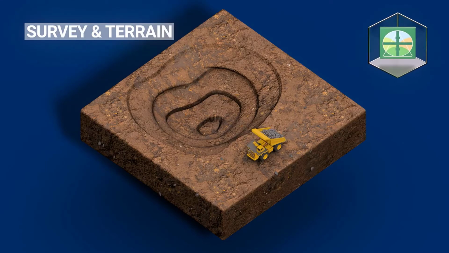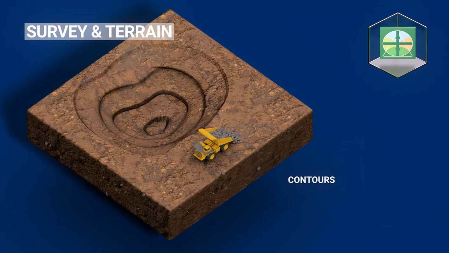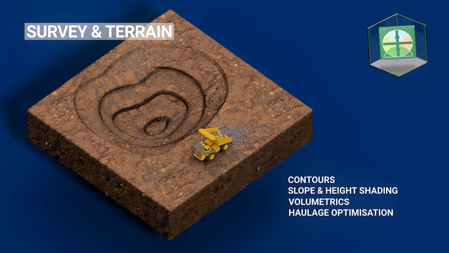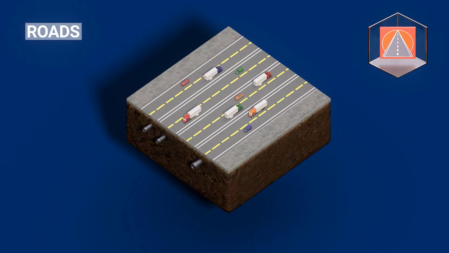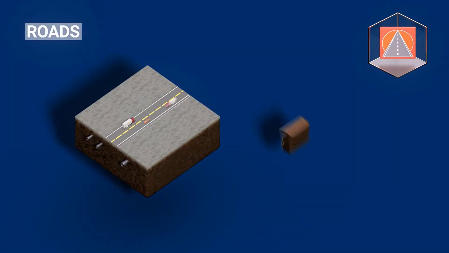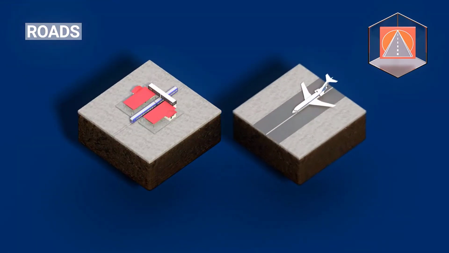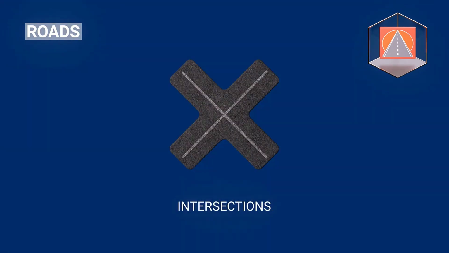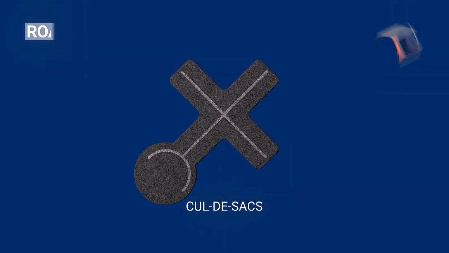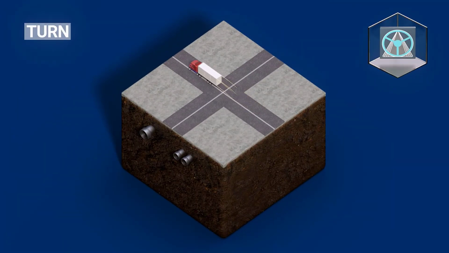Model bulk earthworks, including dam design, with contours, slope and height shading, volumetrics and haulage optimization. Design and rehabilitate multiple lane highways, single and dual carriageway roads, railways and airports, easily incorporating intersections, roundabouts and cul-de-sacs. Create simulations of low-speed turning maneuvers along a specified tracking path for all vehicle types.